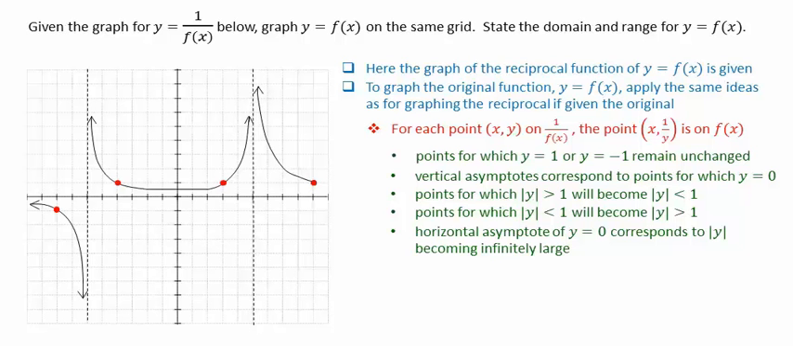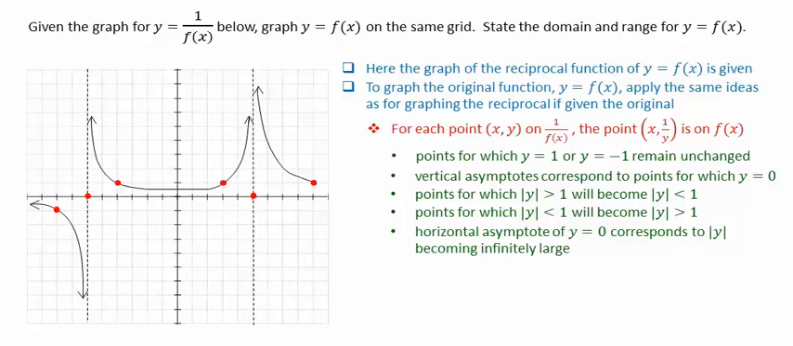We then look at the two vertical asymptotes. We have one vertical asymptote at x equals -6. This corresponds to an x-intercept of the original function at -6. We have another vertical asymptote at x equals 5. This corresponds to another x-intercept of the original function at x equals 5.